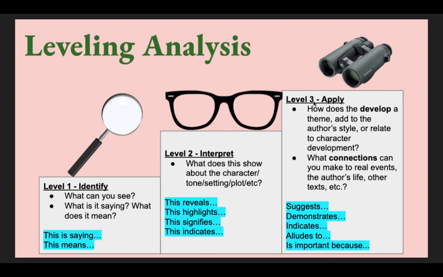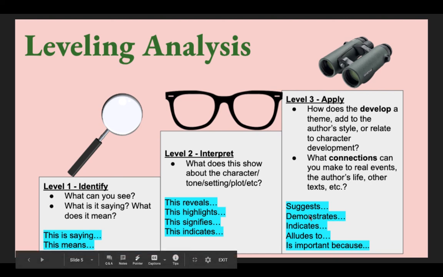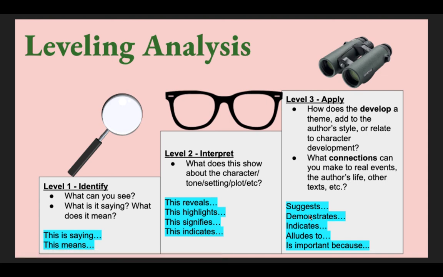And then the last one, level 3, you apply it to the outside, basically. So how does it develop a theme, or the author's style? What connections can you make to real events, so social historical context, or the author's life, or other books? So you need to be using these words as well. So that's it, every reading lesson, you need to be doing that.